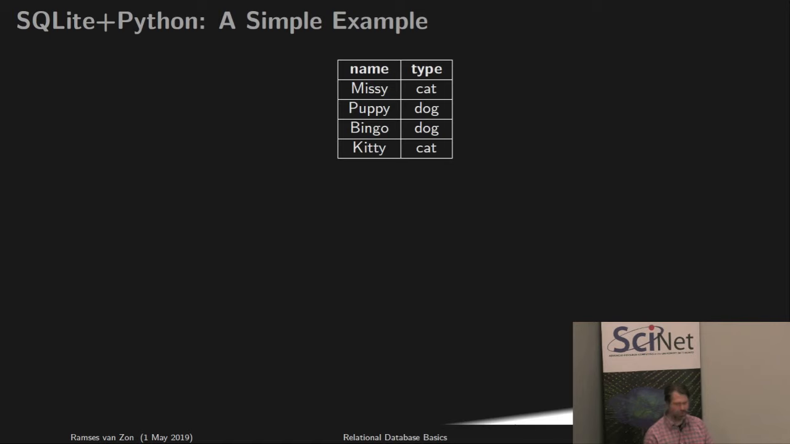So suppose we have a table of our pets. We have 2 cats, we have 2 dogs. Their names are Missy, Puppy, Bingo, and Kitty. And some of them are cats and some of them are dogs. That's a relation between their names and their type. And so here's a relational database. It's a table. It has 2 columns, 4 rows.